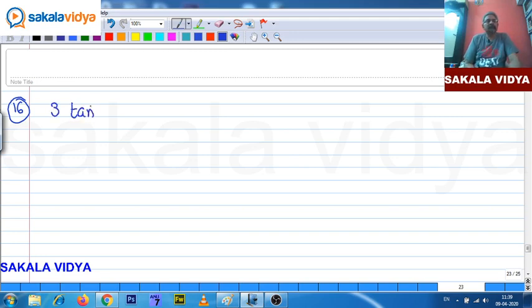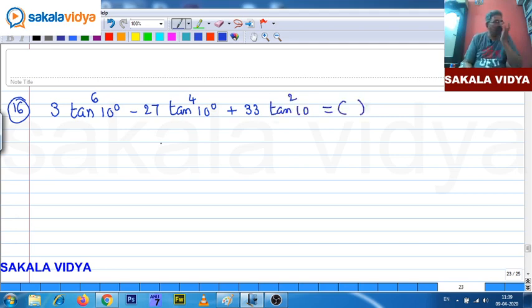Tan 10 degrees to the power of 6 minus 27 tan 10 degrees to the power of 4 plus 33 tan 10 degrees whole square equals to. First option is 0, second option is 1, third option is 2, fourth option is 3. So these problems are actually level 2, level 3 problems.